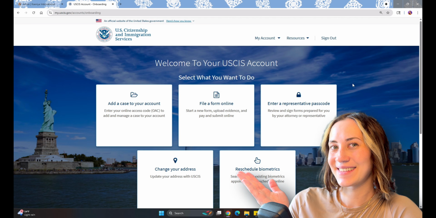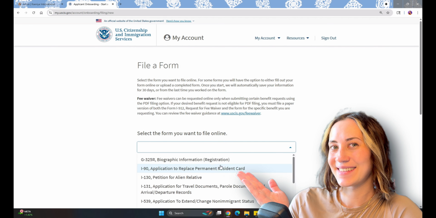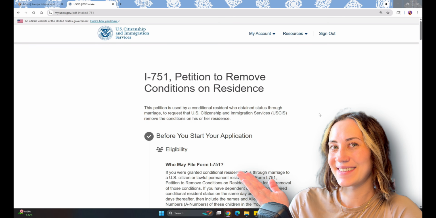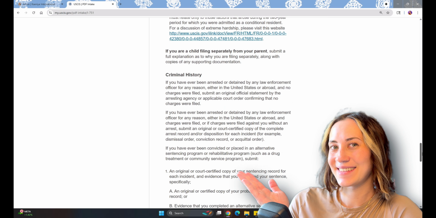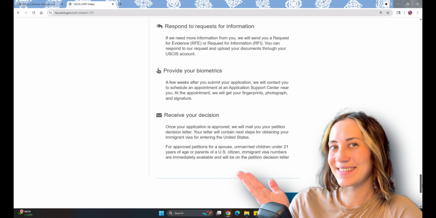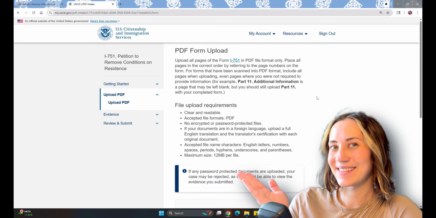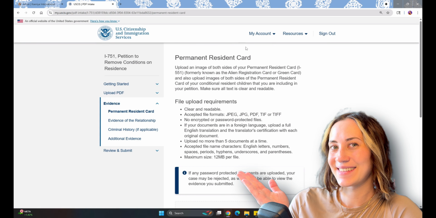I also have an exciting announcement that the form I-751 is now available for online filing via the PDF upload. I will make the guide for this very shortly. So if you don't want to be bothered with printing out and submitting all of this evidence by mail, you can submit this application and all the required evidence via the PDF upload directly through your USCIS account.